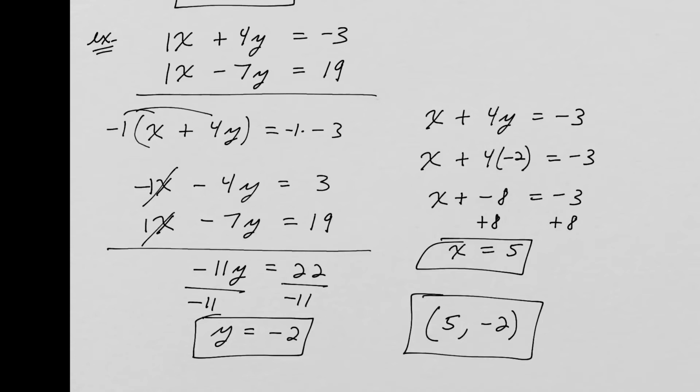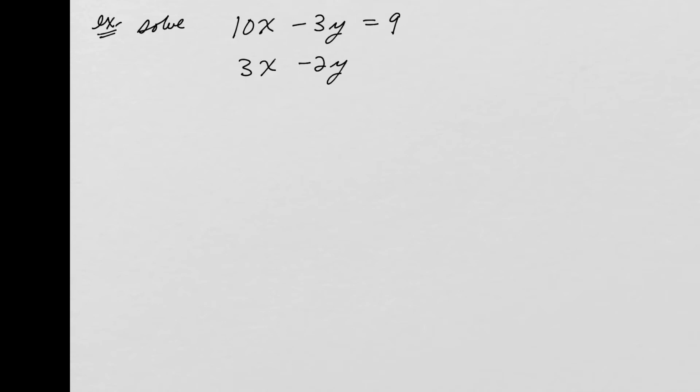Okay, here's another one. Let's say I want to solve 10x minus 3y is equal to 9, and then 3x minus 2y is equal to negative 5.